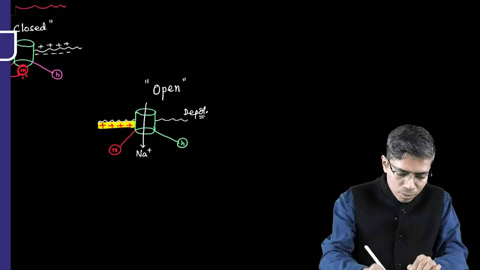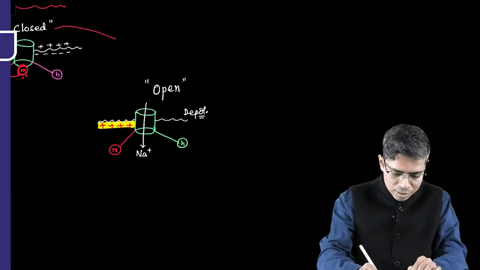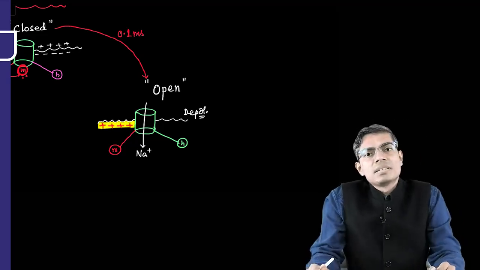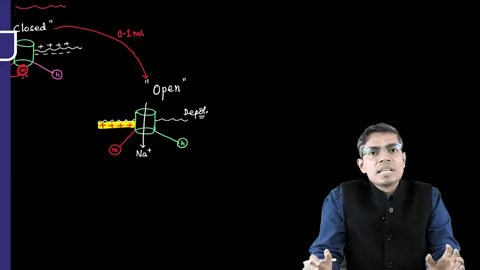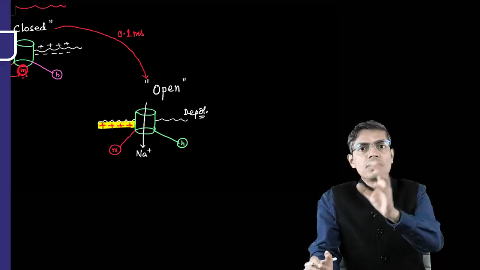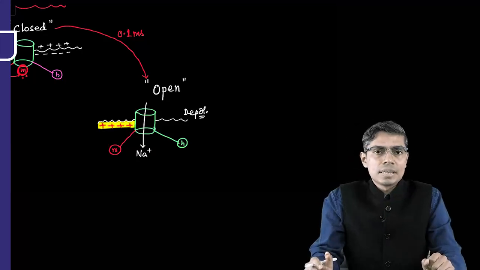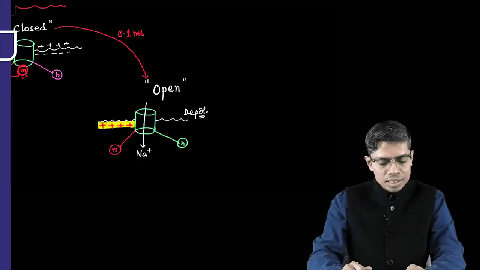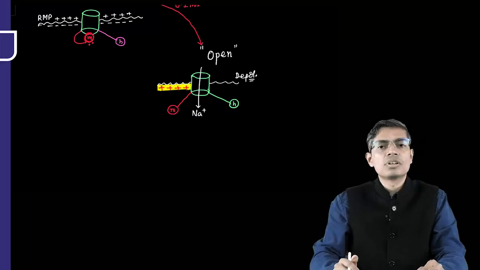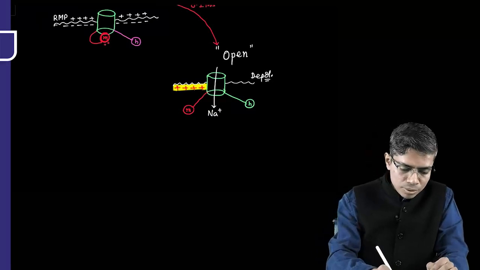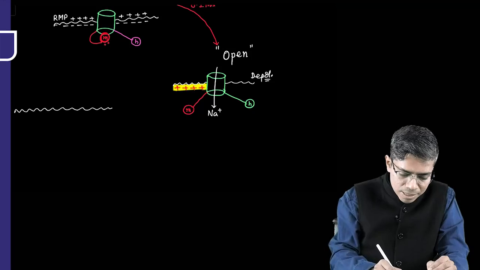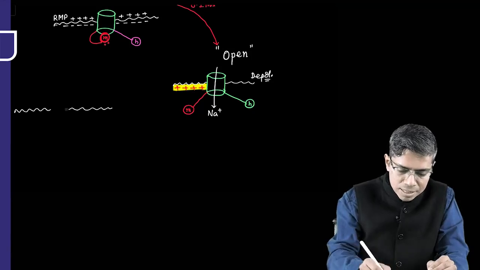From the closed state to the open stage, how much time is required? This is very, very fast. I already told you, only 0.1 millisecond is required. Within this 0.1 millisecond, the closed state is converted into the open stage by shifting of the M gate away from the mouth. Now, this open stage will remain for a short duration, that is, for 1 millisecond.